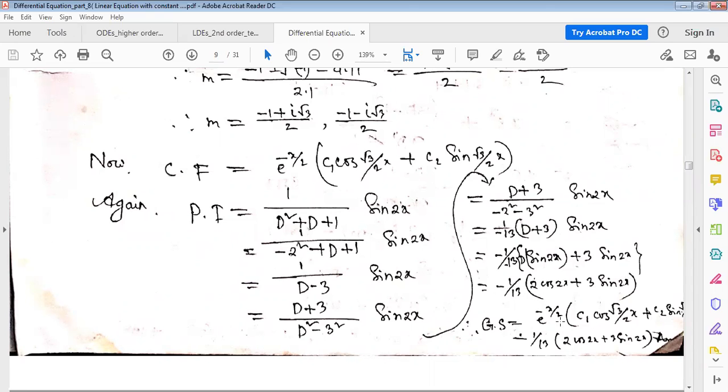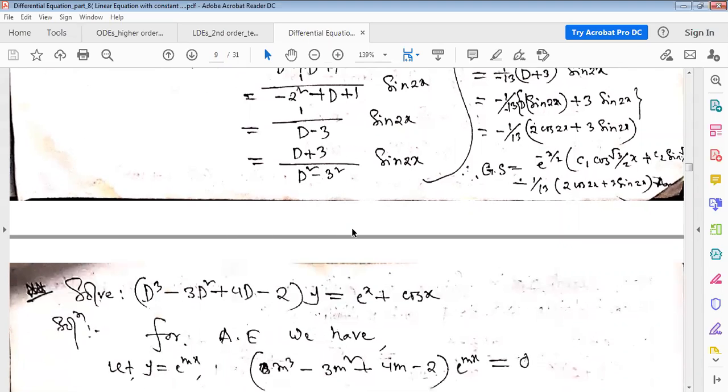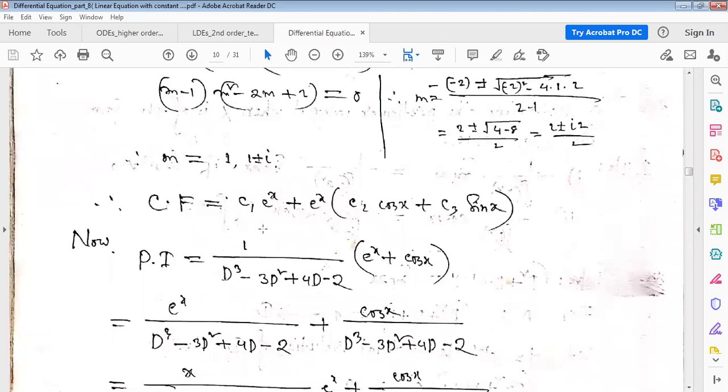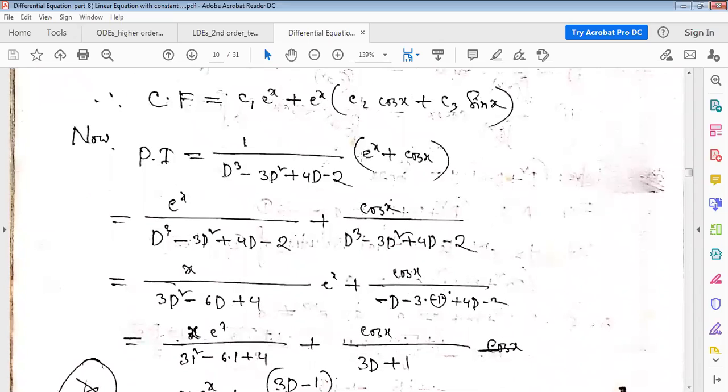So the general solution will be complementary function plus particular integral. Understand everybody? I hope everybody can do this. And this is also an exponential function. You must know, this is the complementary function, and this is the exponential function e to the power x. Just putting x equals to 1, it will fail.